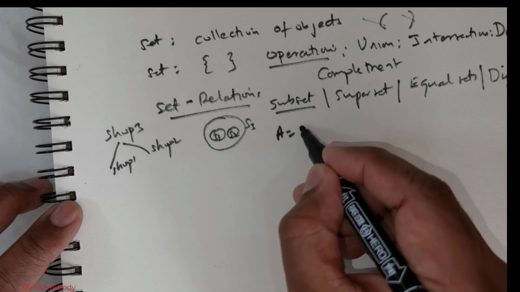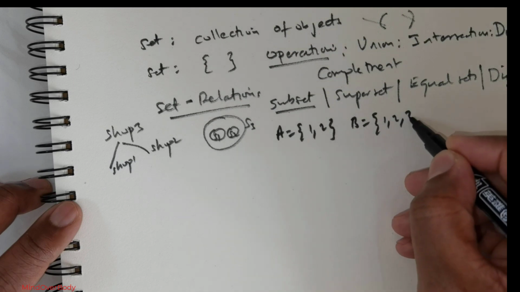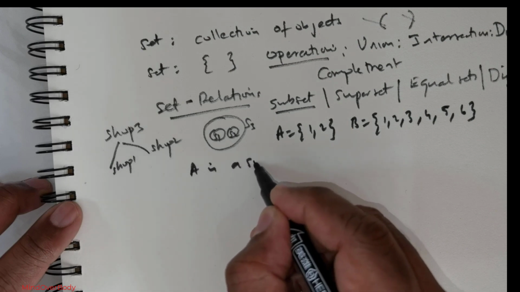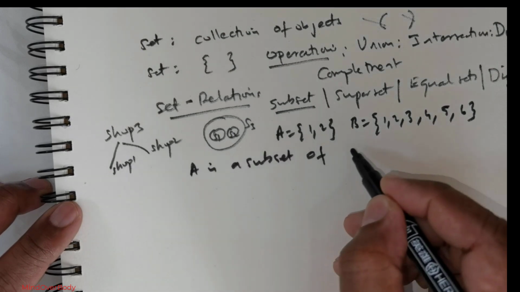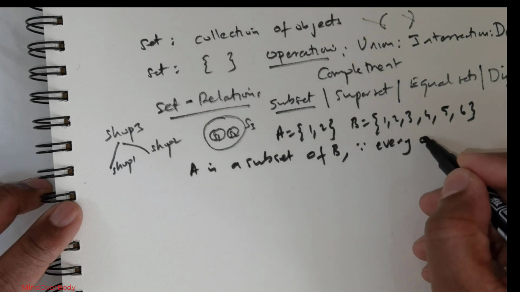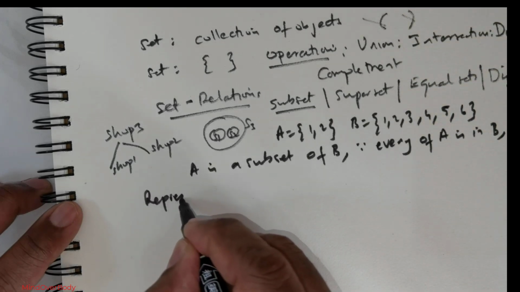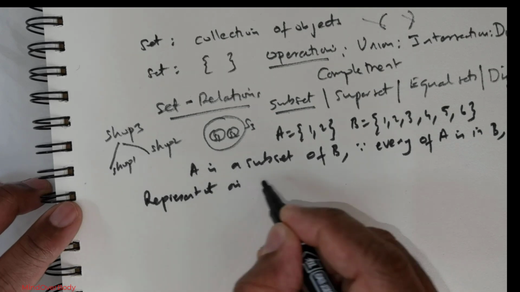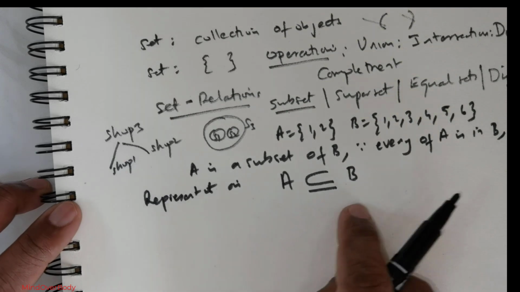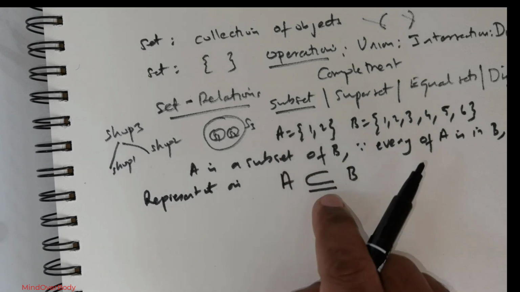Now suppose you got A equal to {1, 2}, and B is equal to {1, 2, 3, 4, 5, 6}. Now we say A is a subset of B, since every element of A is in B, and we represent it as A, you have to draw the symbol and a line, and this is how you represent A is contained in B. So this is the definition of subset.